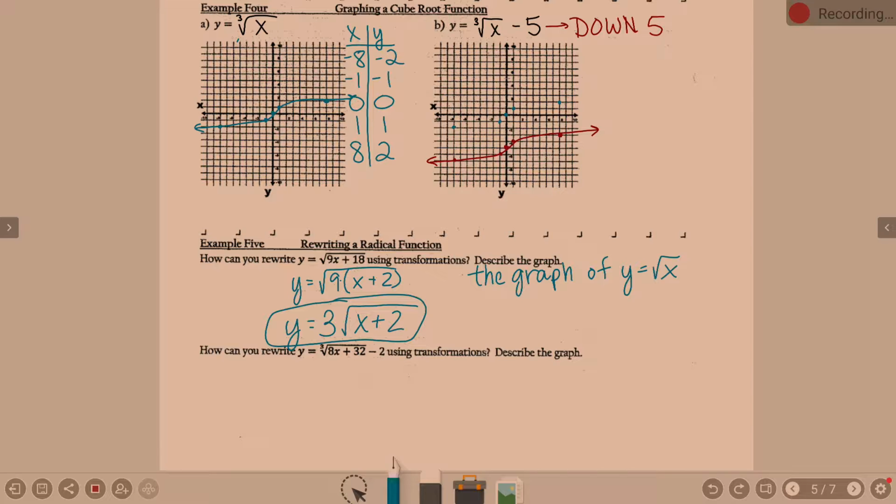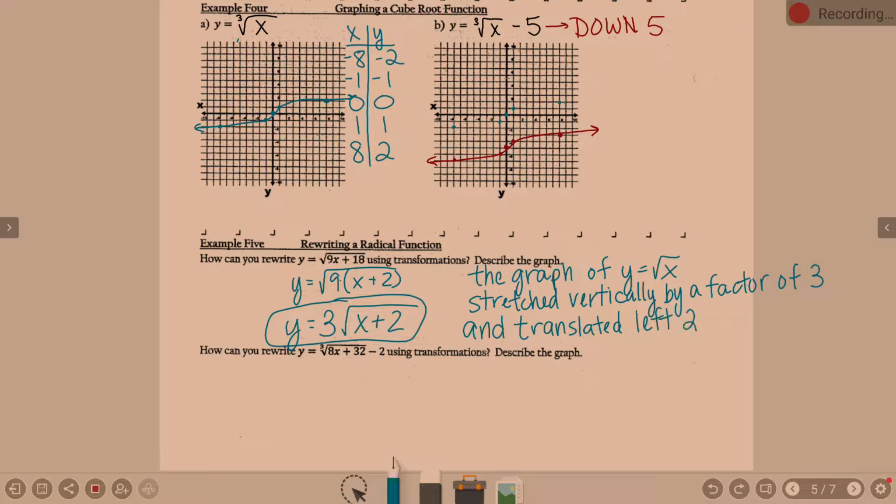Stretched vertically by a factor of 3, and not just moved left 2, but I'm going to use my fancy algebra word of translated left 2 units. That's a good full description.